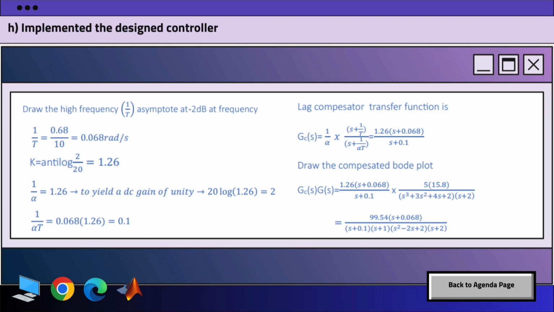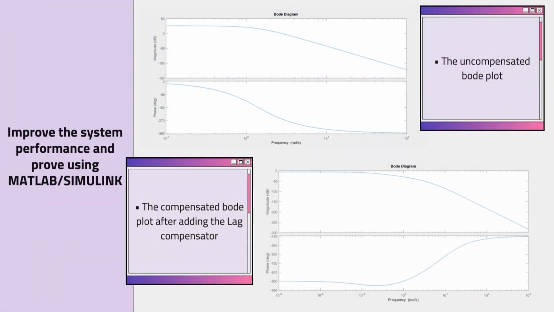All those values will then be implemented into the lag compensated transfer function, and all we need is to draw the compensated Bode plot by combining the new G(s) and the lag compensator. This is the simulation Bode plot for uncompensated, and this is the simulation for the compensated Bode plot with the lag compensator.